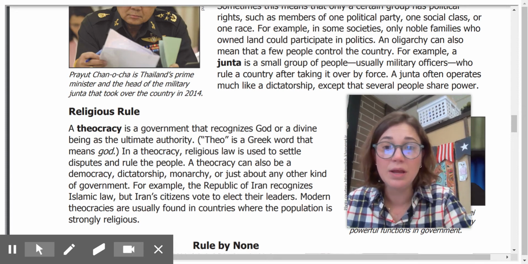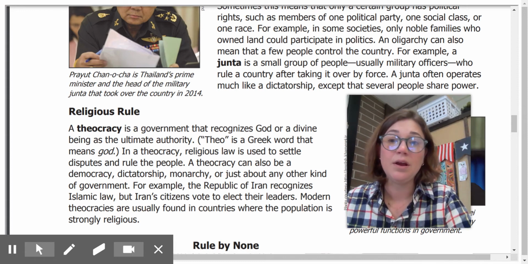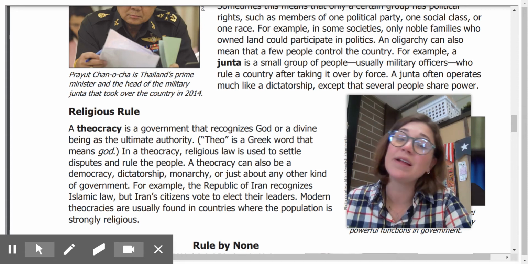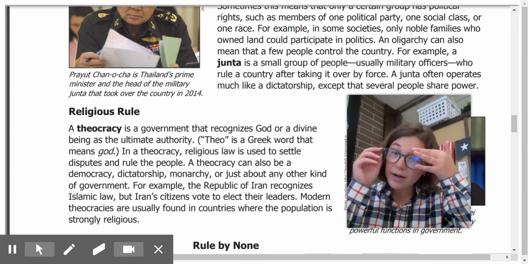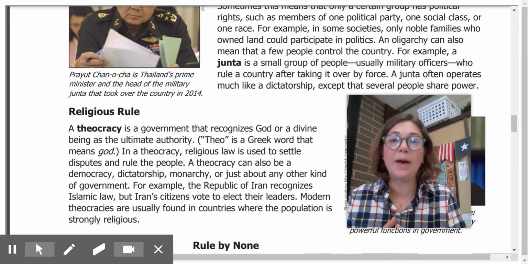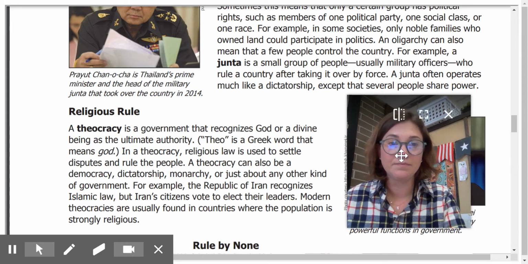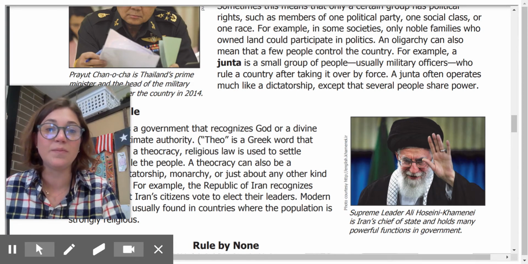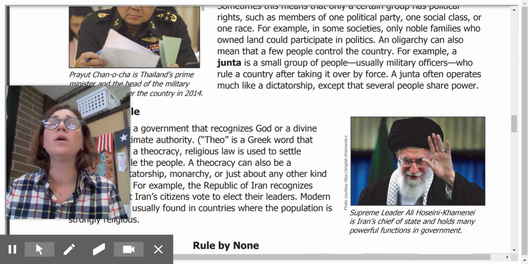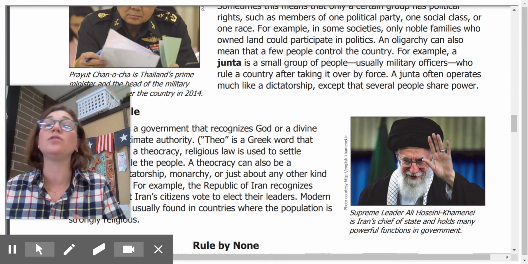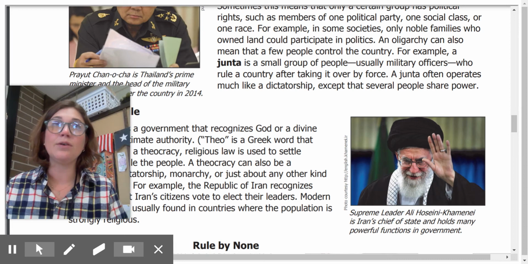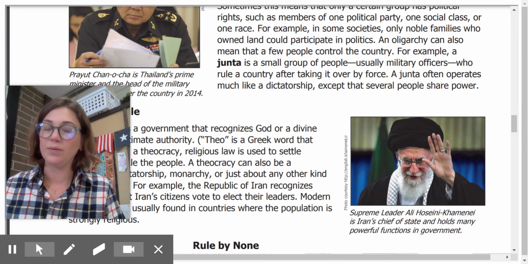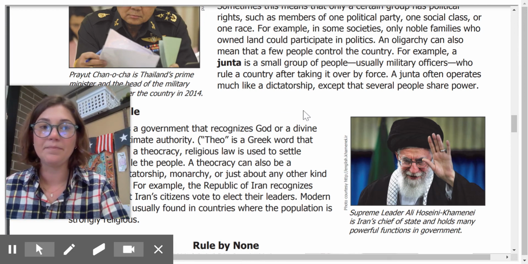The key is that religion. For example, the Republic of Iran recognizes Islamic law, but Iran's citizens vote to elect their leaders. Modern theocracies are usually found in countries where the population is strongly religious. This picture of the supreme leader, Hosseini Khamenei, is Iran's chief of state and holds many powerful functions of government. So certain other types of governments can also be theocracies at the same time. It's only going to be a theocracy, though, if the ultimate ruler is God or some kind of divine authority.